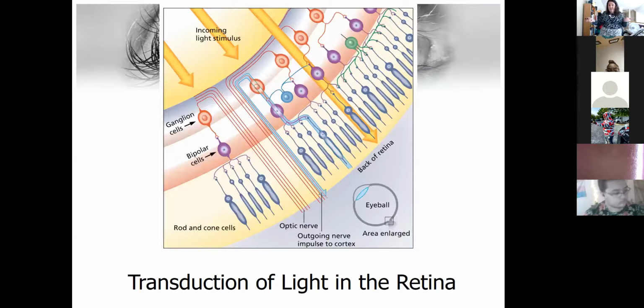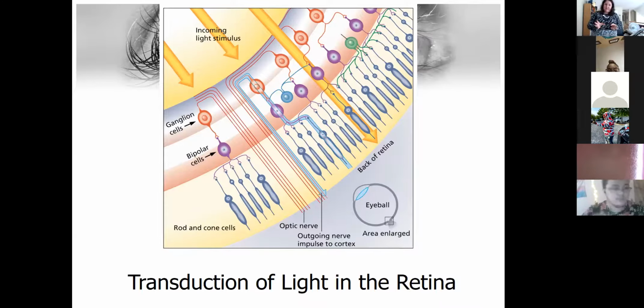So how do we change the light to these neural impulses, these action potentials? So light comes into the eye. The light here is represented by these yellow long arrows, which again might look orange on your screen, but they're yellow on mine. And it goes to the back of the retina. And it passes through the ganglion and bipolar cells before it strikes those photoreceptors. And again, the photoreceptors are the rods and cones at the back of the eye on the retina.